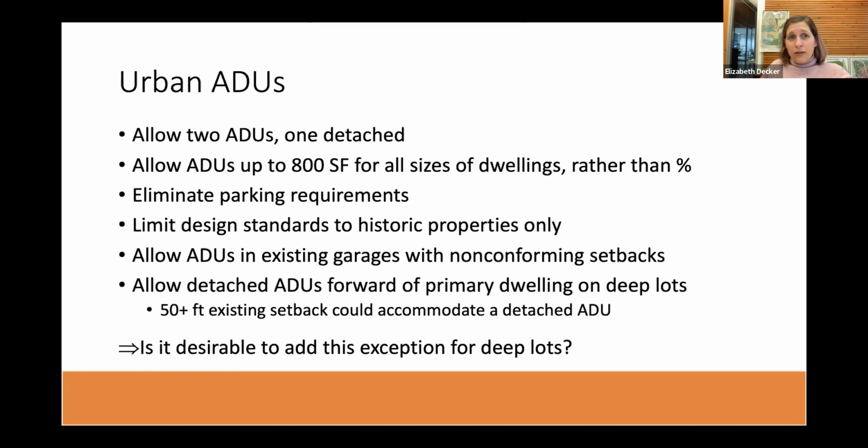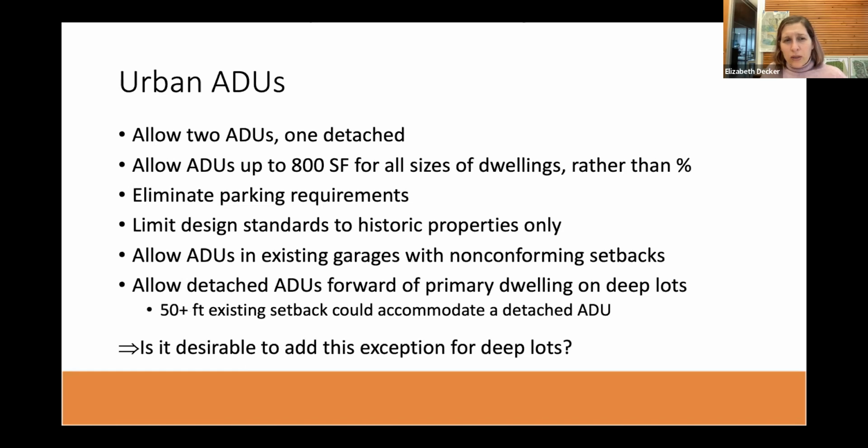Yeah, so that includes urban ADUs. As we talked about, this is one of the housing strategies. We've got a range of, I would say, all fairly small changes, but hopefully they will help support ADUs: going to 2 ADUs, allowing 800 square feet for all dwellings, getting rid of parking requirements, limiting design standards to only apply to historic properties, and allowing ADUs in existing garages that may have a non-conforming setback.